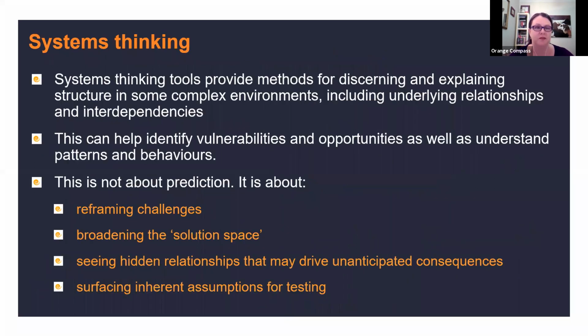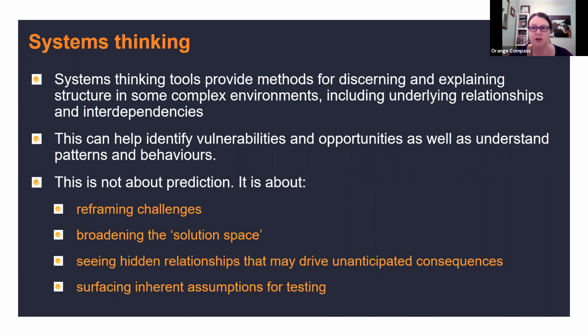When we talk about systems thinking or complexity thinking, what we're really trying to do here is provide ways to understand complex systems or complex environments and to make those underlying relationships and interdependencies visible. So we're really trying to help see the patterns that are occurring. This can help us understand vulnerabilities and opportunities for intervention, and also, as I said, the patterns and behaviours.